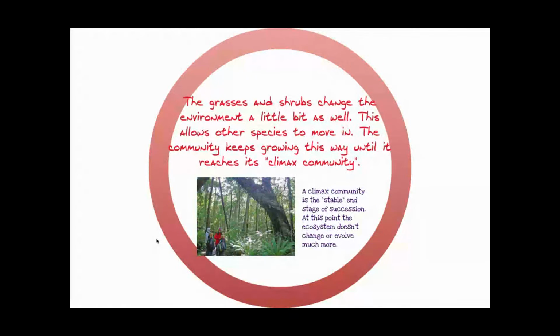Maybe those bushes move in and they make berries, and the berries allow squirrels to come in. And once there's squirrels, you can have foxes. Every organism that comes in changes the environment a little bit, and that allows other species to move in. And that community is going to keep growing until it reaches what we call the climax community, which is just kind of the stable end stage of succession. So it's when the ecosystem stops changing and all the organisms that are there kind of stay there.